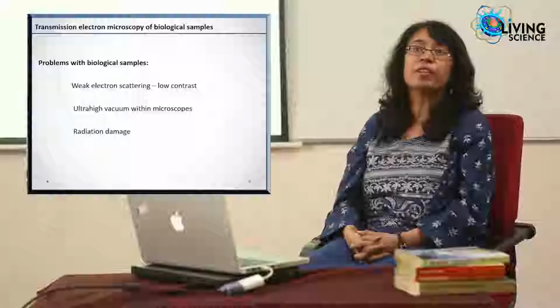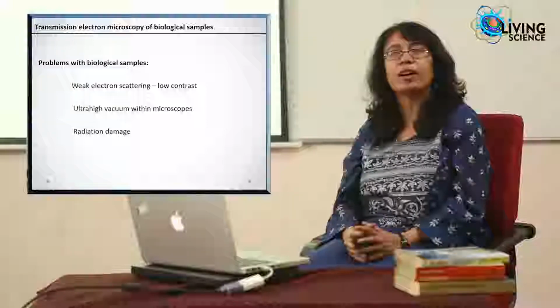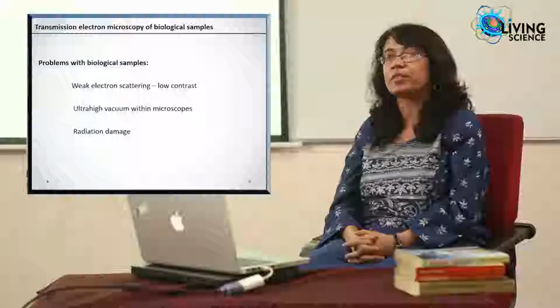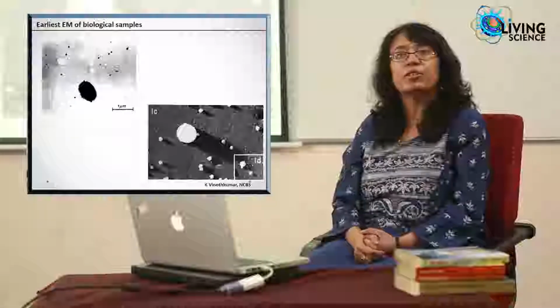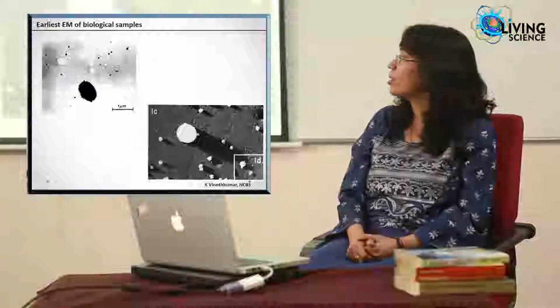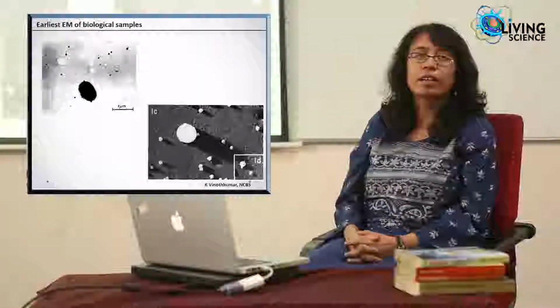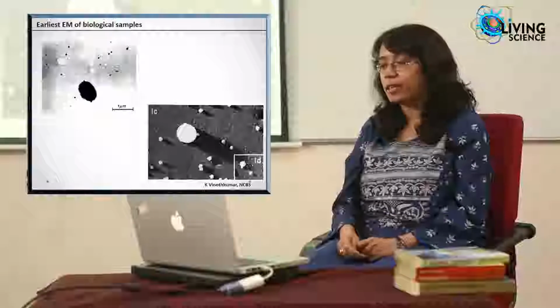Additionally, biological samples are very prone to radiation damage, and for the biological samples to sustain themselves at the ultra-high vacuum which exists within electron microscopes is also very difficult. So we're talking about a challenging problem: how to combine electron microscopy with biological samples and visualize them at high contrast. You can see these are some of the earliest electron microscopy images of biological samples. These are virus particles, but all that you can say is that these are kind of spherical or hexagonal particles without being able to tell any detail.